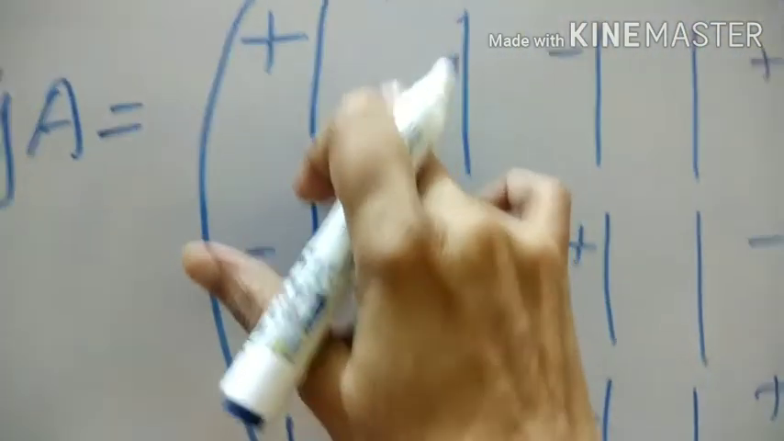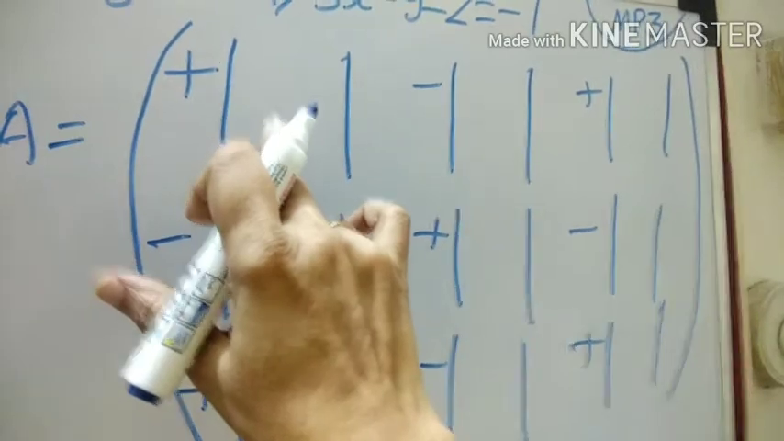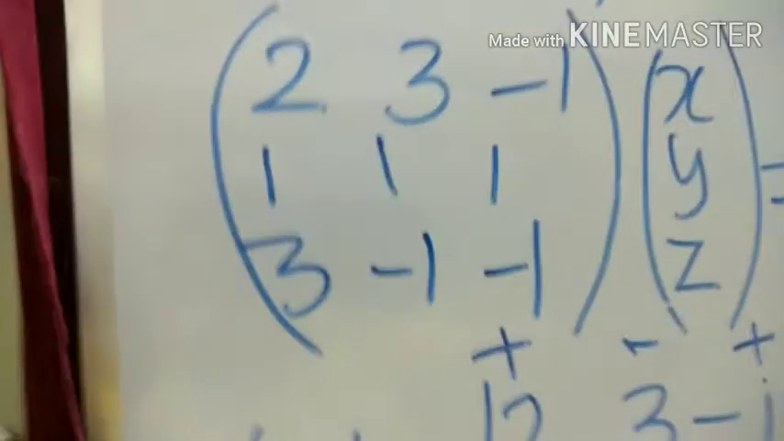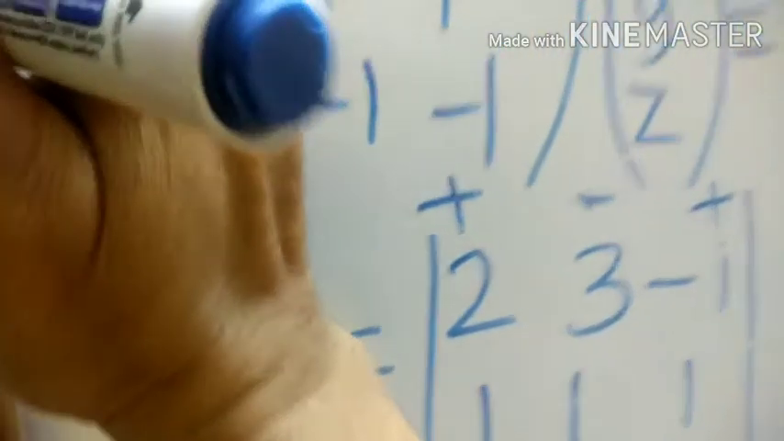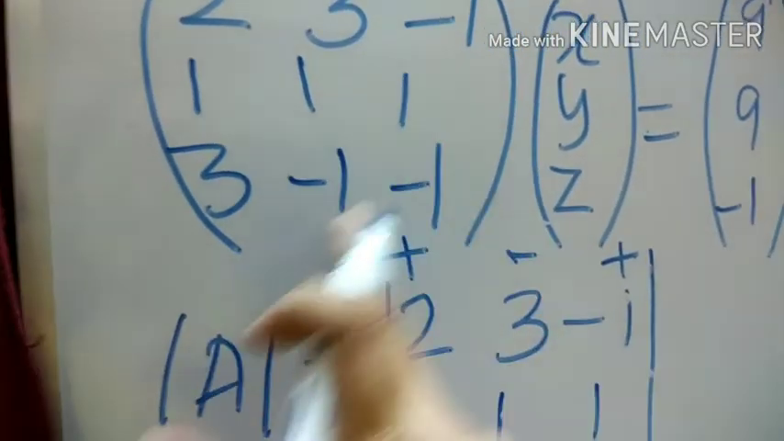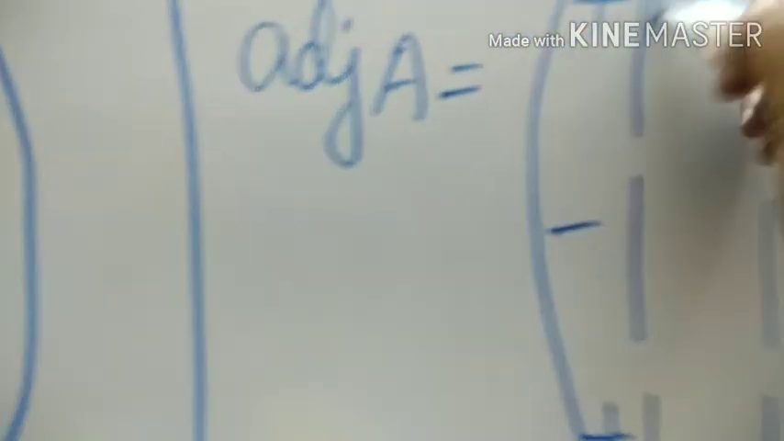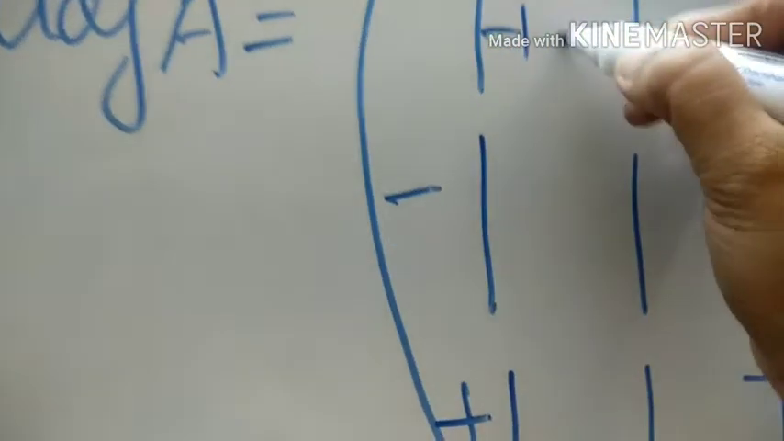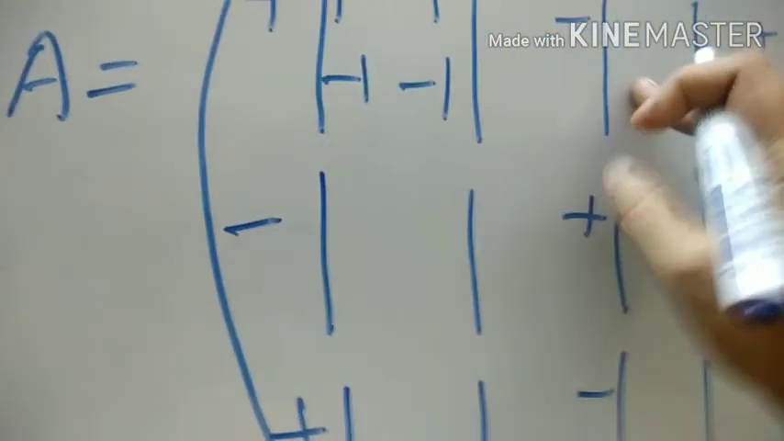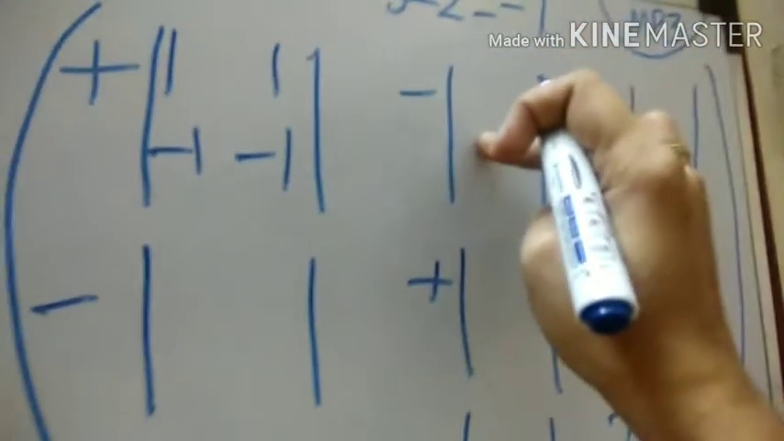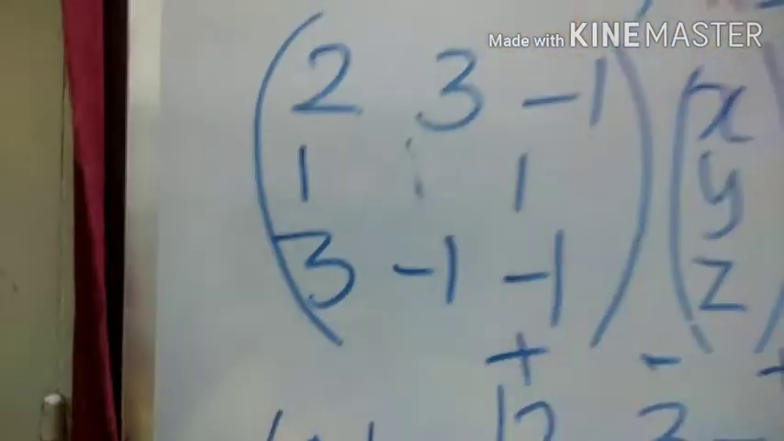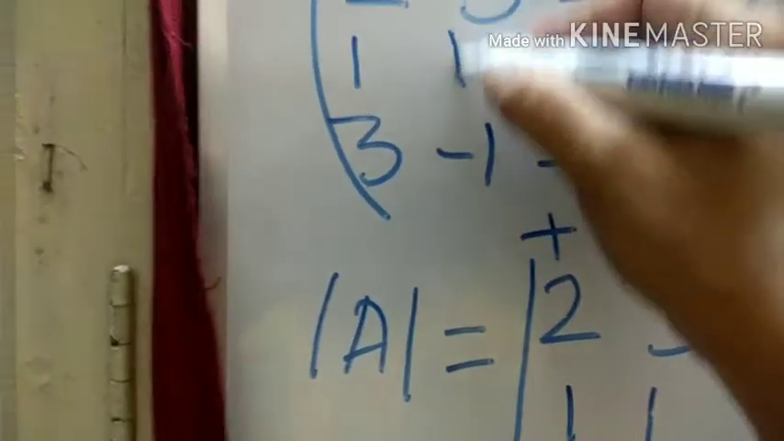Now I need to write out the entries here. So where is this actually? First row, first column. So hide the first row, first column. I'm left with what? 1, 1, minus 1, minus 1. How will you fill up here? This is first row, second column. So hide in the A matrix, first row, second column. So I'm left with 1, 1, 3, minus 1.